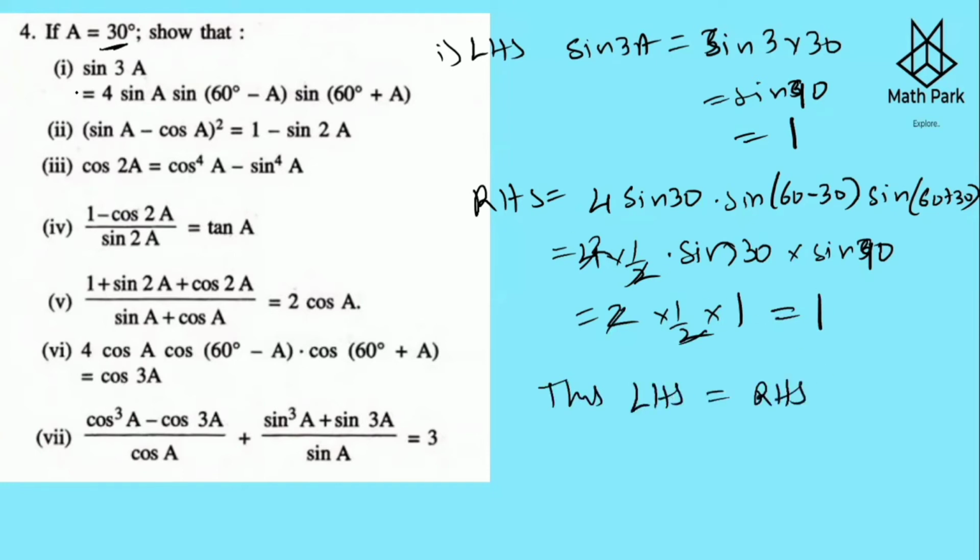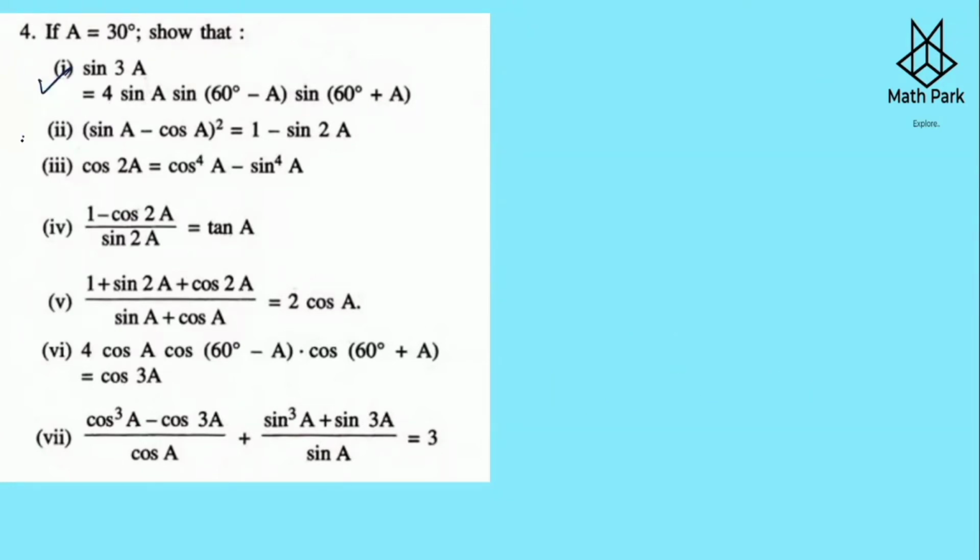And we are done with question number 1. Let's start with the second one. So, let us take the LHS of the second part. We have (sin A − cos A) the whole square. So, sin A, that is sin 30, minus cos 30, and then the square of this.